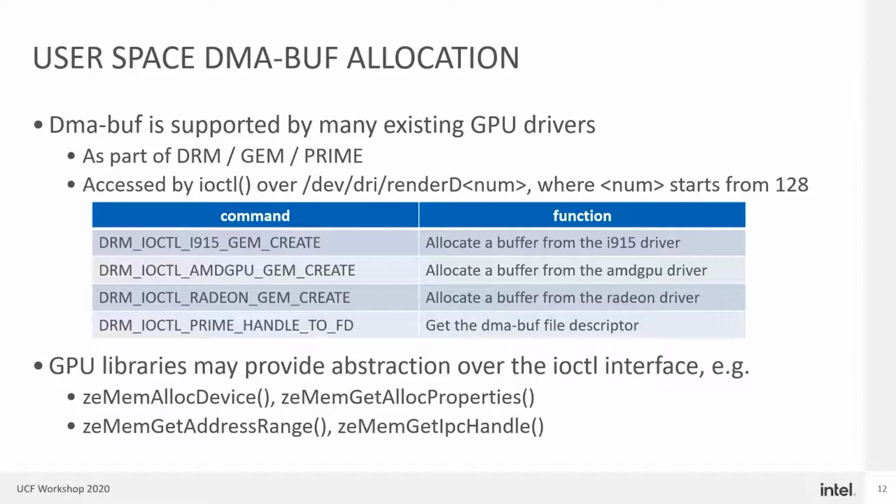Specific GPU libraries may provide a higher level abstraction over the IO control interface. For example, oneAPI Level Zero has DMA buff allocation capability in the memory allocate device API call, and memory get allocation properties is able to retrieve the file descriptor. Get address range is able to get the starting address of the DMA buff, so the application can calculate the offset that is going to be used for the memory registration. And also get IPC handle is a different way to get the file descriptor.